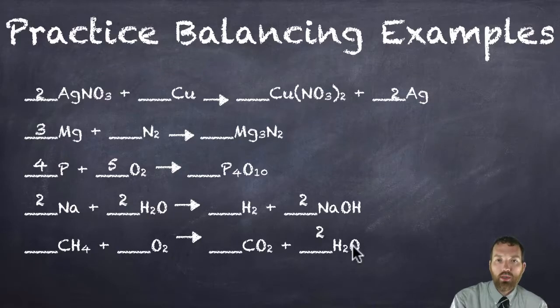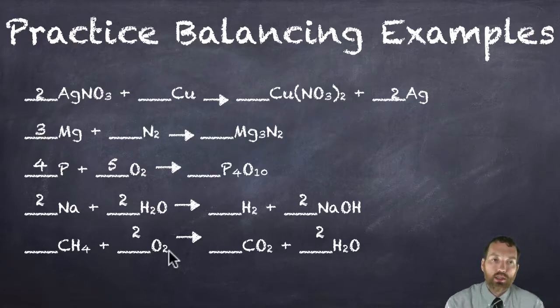Putting this 2 here is going to bring our odd number of oxygens up to an even number, so that's helpful. 2 oxygens plus these 2 is 4. Over here I have 2, so this is an easy fix. We'll put a coefficient 2 here. 2 times 2 is 4 oxygens, and we're balanced. So these are all correctly balanced.